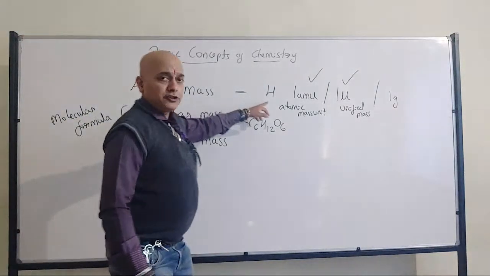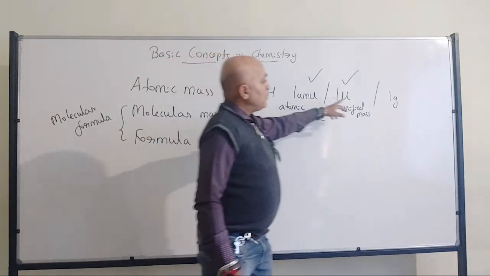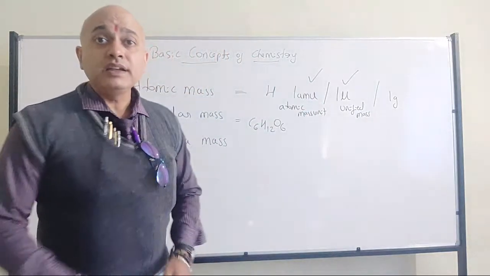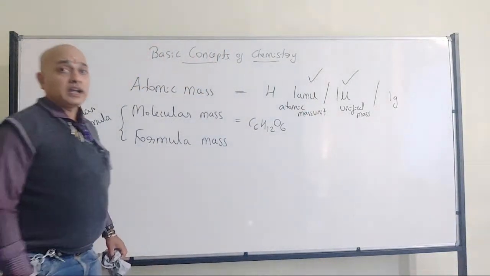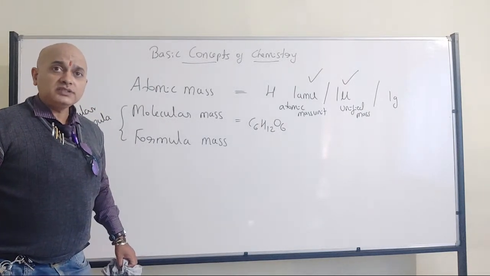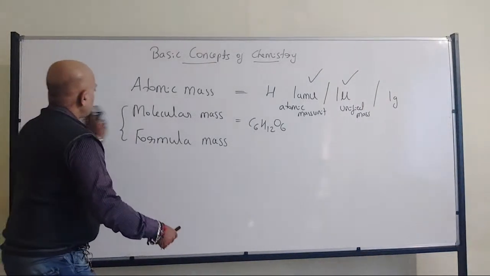Any doubt in this? Atomic mass of hydrogen can be expressed as 1 atomic mass unit, 1 unified mass or 1 gram. That 1 gram has a different meaning. I will come to that. But all of you have understood? Any doubt? Okay. So that is related to atomic mass.